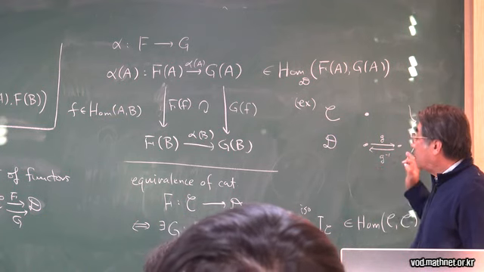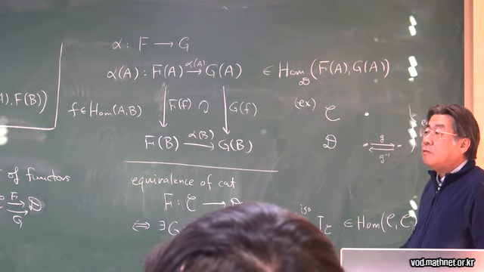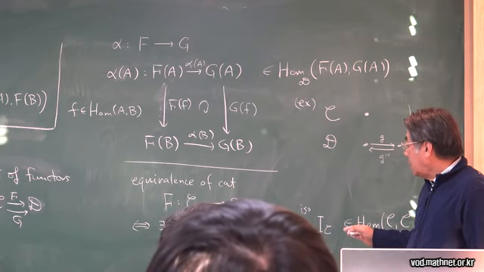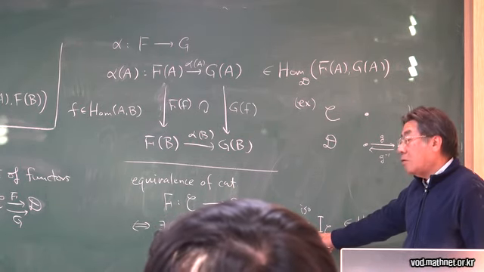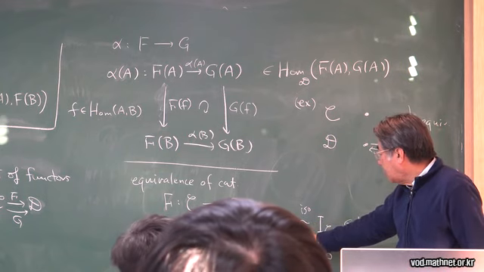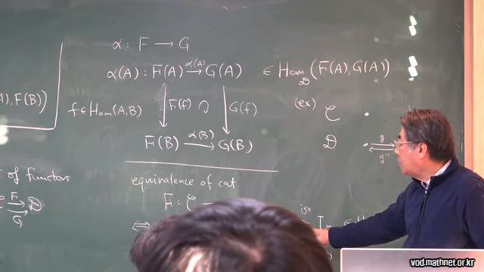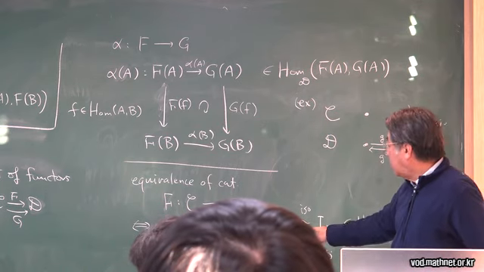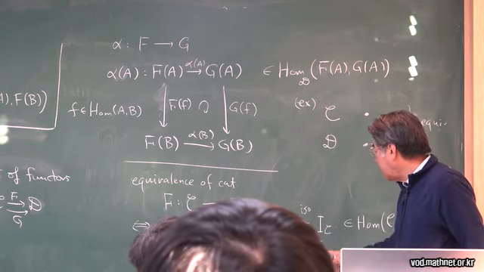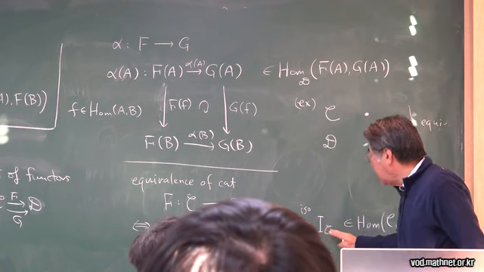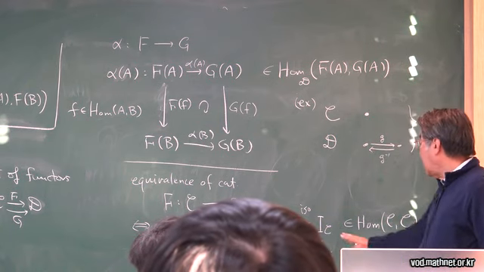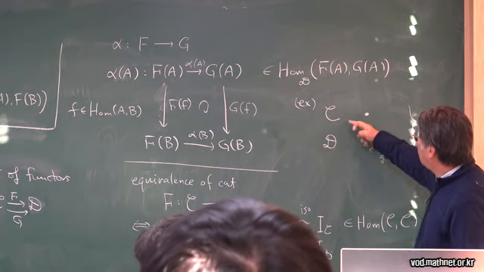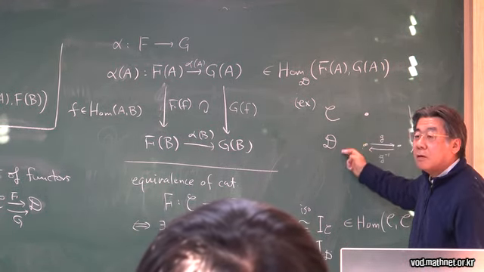Of course there is a definition of isomorphism between categories. In this case, this is equal, not isomorphic. So you can define isomorphism of categories in the usual way. If there is an inverse, so inverse means that this is equal to IC, then this is isomorphic. So this is more strict. And of course, these two are not isomorphic.